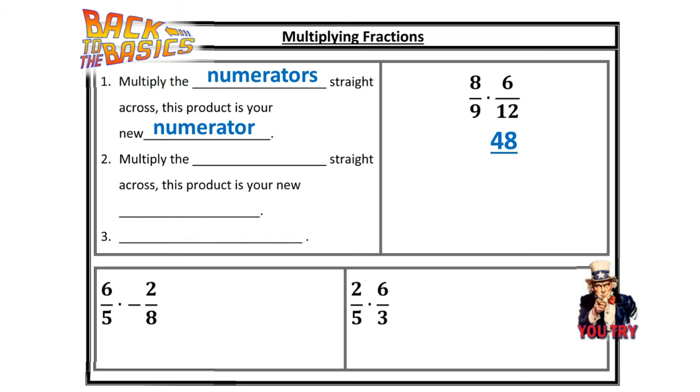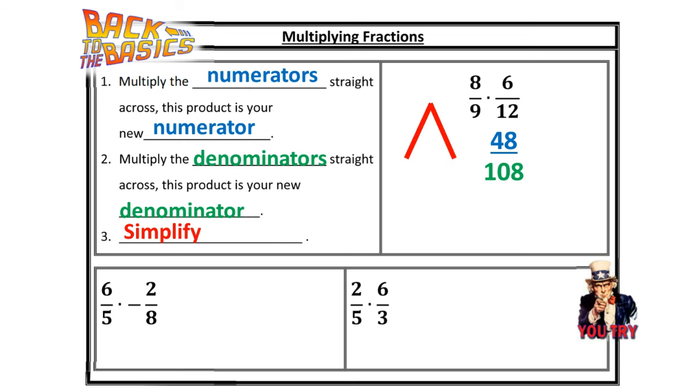8 times 6 gives me 48. Multiply the denominator straight across. This product is your new denominator. 9 times 12 is 108. Simplify. Multiplying fractions is one of the simplest skills. Last step though, we need to simplify.